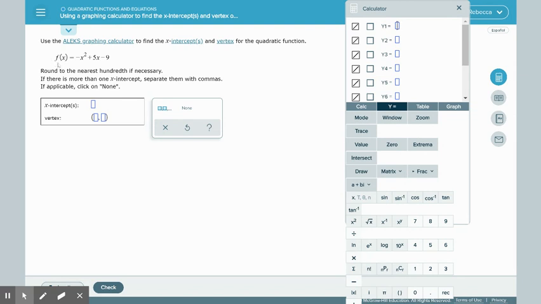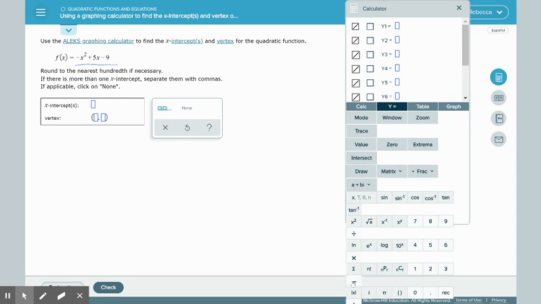So f of x, remember, is the same thing as y. So we're going to type in everything after the equal sign. So we're going to type in negative x squared plus 5x minus 9. So you can use your keyboard, or you can use the features of the calculator. I'll show you the first one on the calculator.